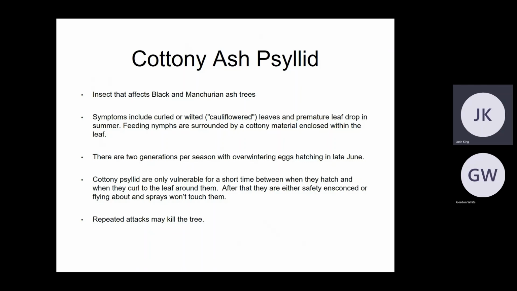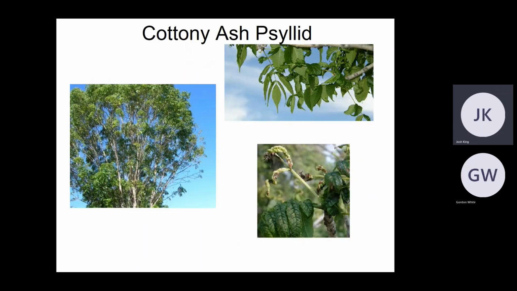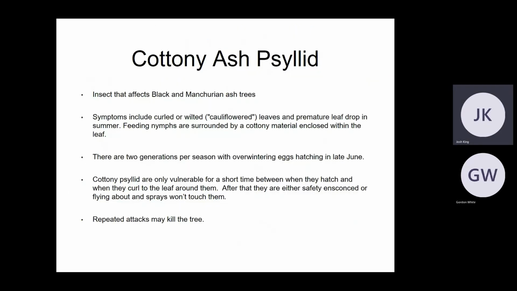So yeah, symptoms are pretty easy to tell. This happens early in the spring. You can see how it's crinkled and twisted, and then if you pry open the leaf, you'll see them in there, a bunch of little white bugs. Okay, let's keep going.